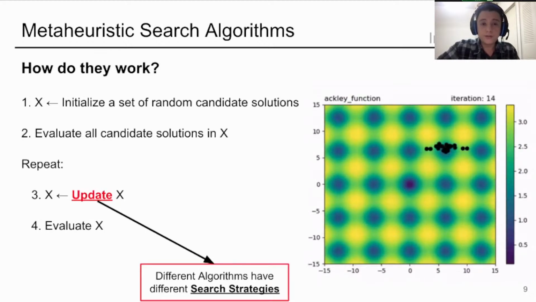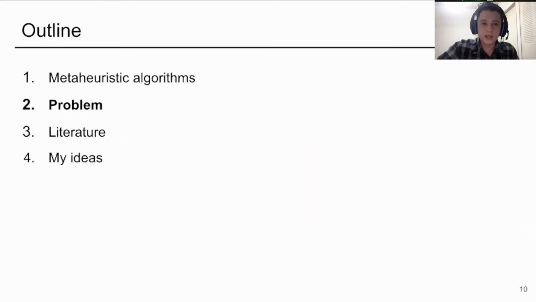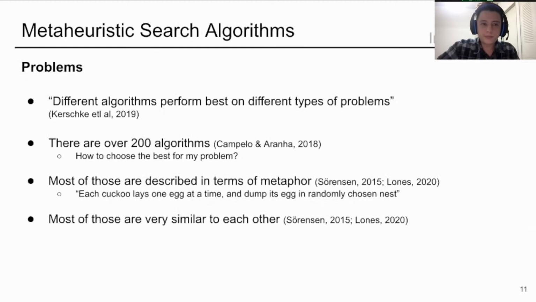The main difference among meta-heuristics is how this update is done. So different algorithms have different search strategies, different ways of doing this update. Well, but there are some problems here. First, actually it's not a problem, it's more of a characteristic. Different algorithms perform best on different types of problems.